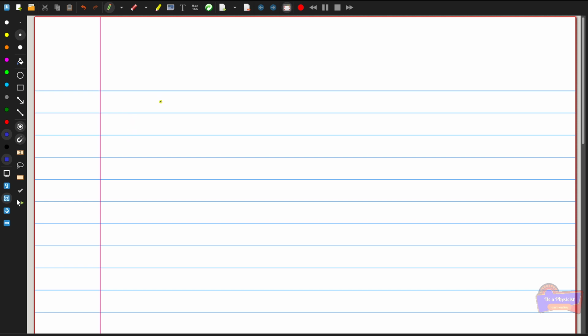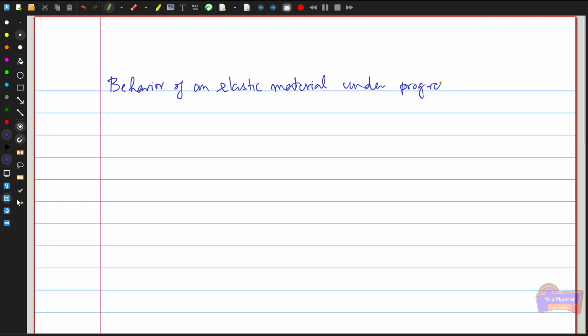Okay. First, we are going to see the behavior of an elastic material under progressive stress. Suppose I take any elastic material, maybe a wire made up of some material.